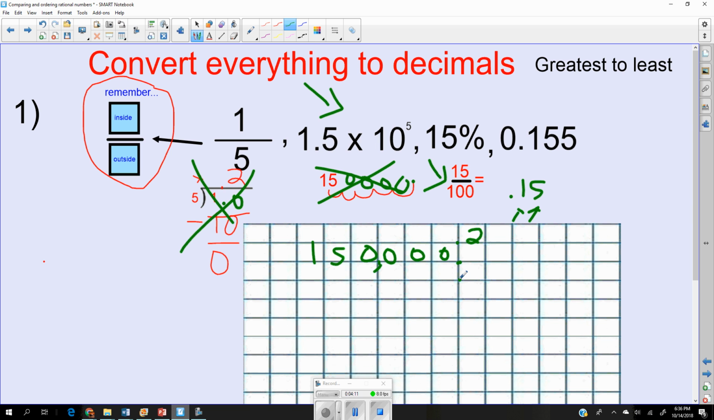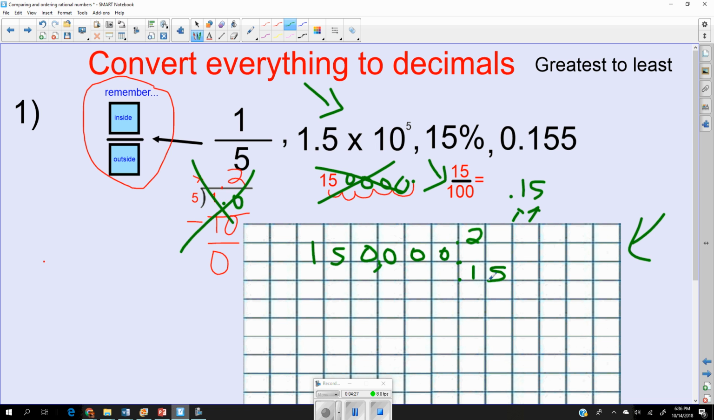And notice I'm putting them on the grid paper in the same exact order, so that it'll make it easier for me when I go to see which one's the biggest to the smallest. So I'm going to go ahead and write my 0.15 right here.